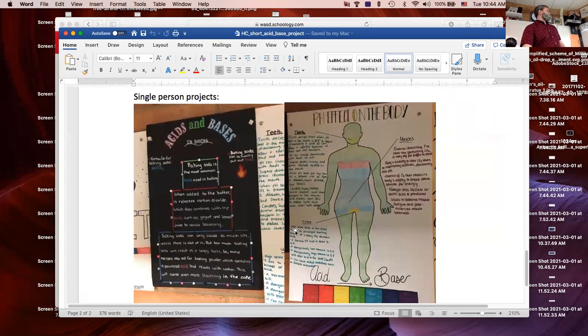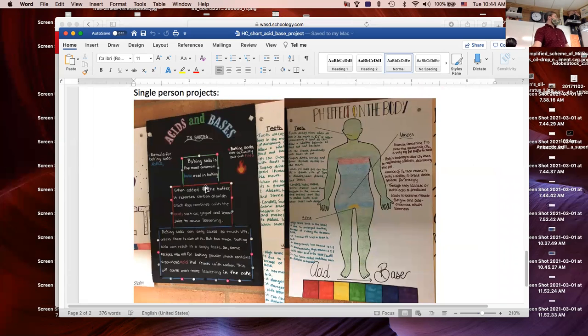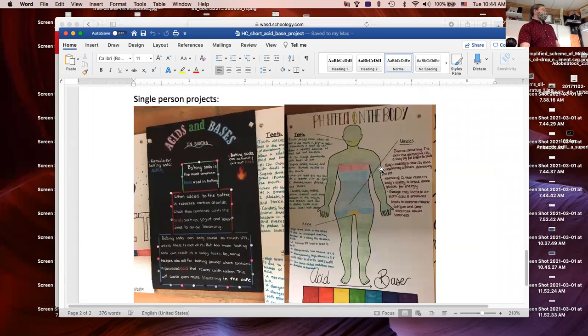But you can do a project on your own. So this one says acids and bases, another one says pH effects on the body. The deal is you want to figure out a topic related to acids or bases, about anything, and then make a single poster on that topic. And we've got this huge bulletin board outside the room, and they're all going to go on that bulletin board.